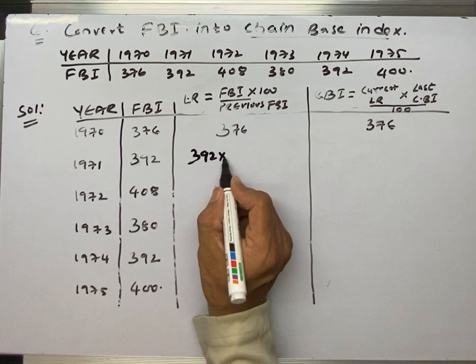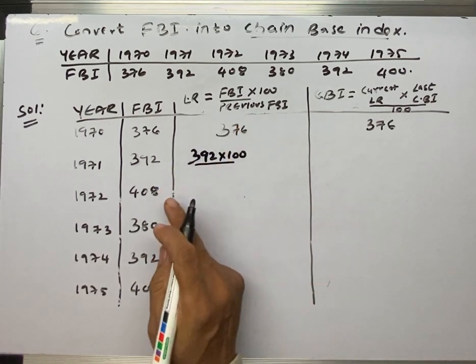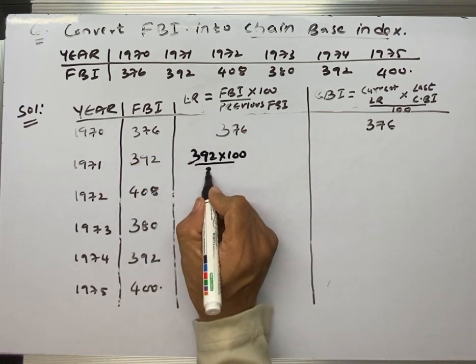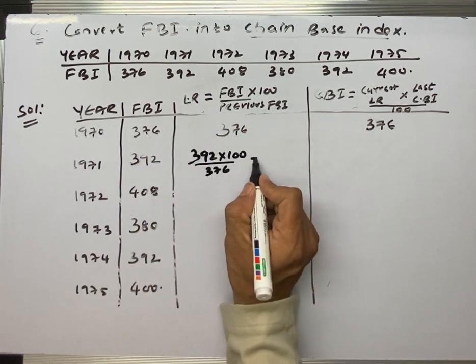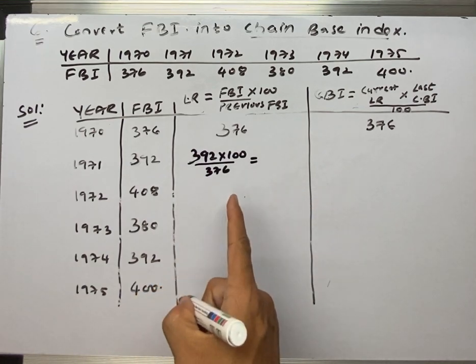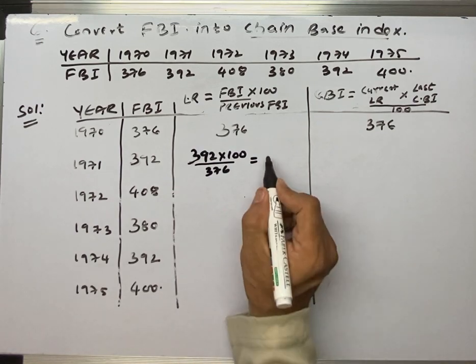Into 100, divided by previous FBI, which is this one, 376. Whatever answer is there, we have to write down that answer here. Multiply 392 into 100 and divide by 376, that is 104.25.